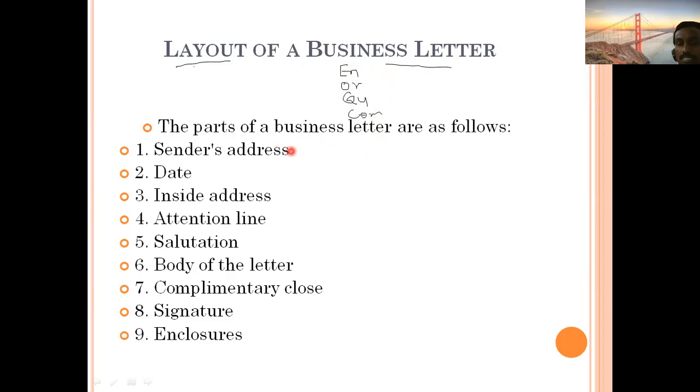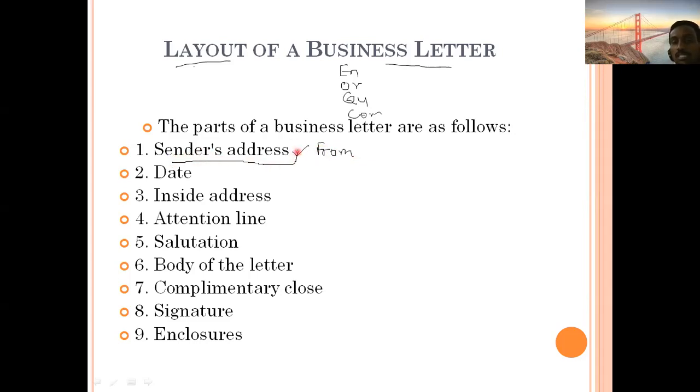First of all, there is the sender's address. So who will tell me what is the sender's address? Is it the address of the one who writes, or of the one who will receive the letter? Sender's address, in short, is from the one who is going to write the letter. So his address.